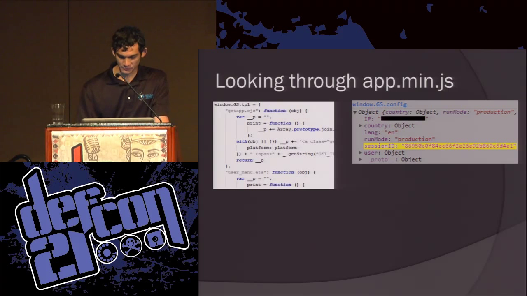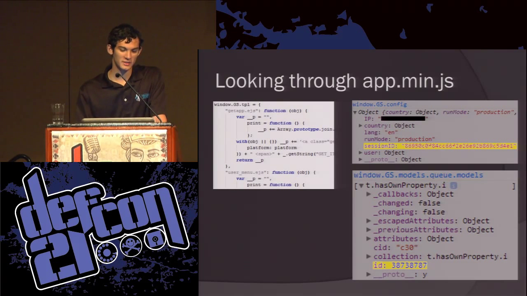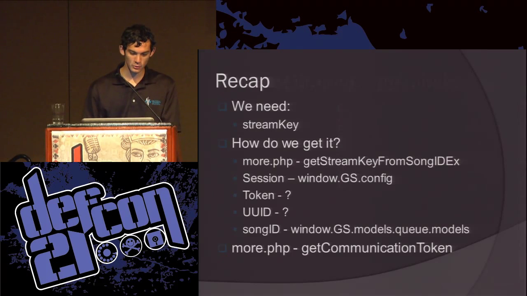What else is there? There's actually this window.js.models.q.models, which turns out to be the entire playlist which you have saved in memory. And every single song in this playlist has an ID, which is the song ID. So right off the bat, we were able to find 2 of the parameters which we needed just by looking at the very first line of the JavaScript file. So not bad, but we still need the rest of the parameters. So this is kind of keeping track of everything. We need the token and the UUID now.